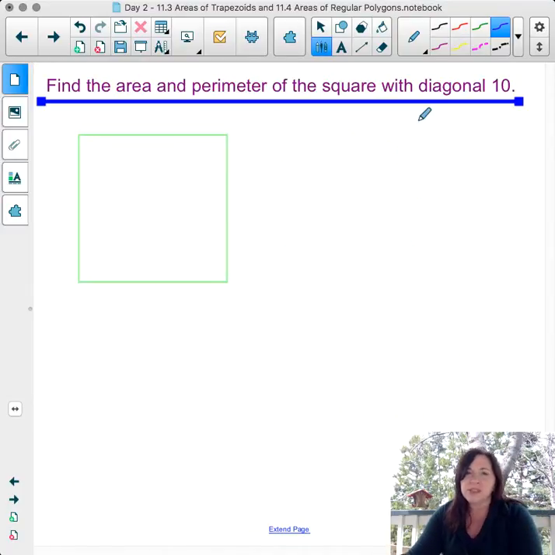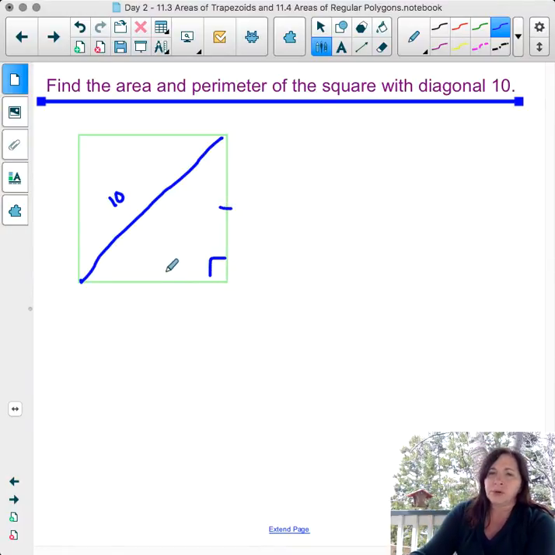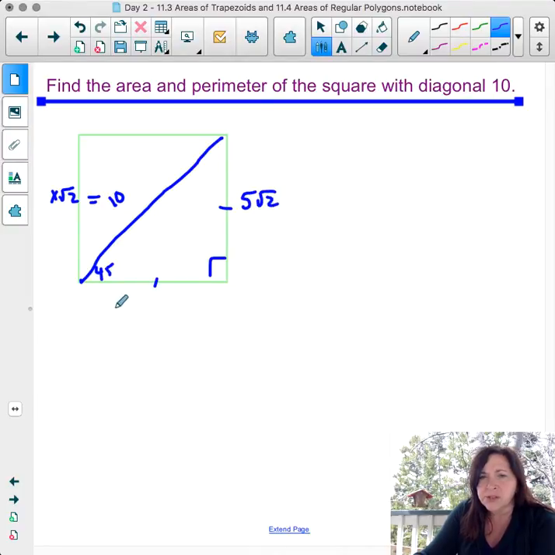Okay, this one says find the area and the perimeter of a square that has a diagonal of 10. So if this is my diagonal and that's 10, okay, I know that these are congruent. I know that this is a 45, 45, 90, x root 2, meaning that's set equal to x root 2. And if you were to divide out the root 2, it's the same as saying divide 10 by 2 and multiply by root 2. So these are 5 root 2.